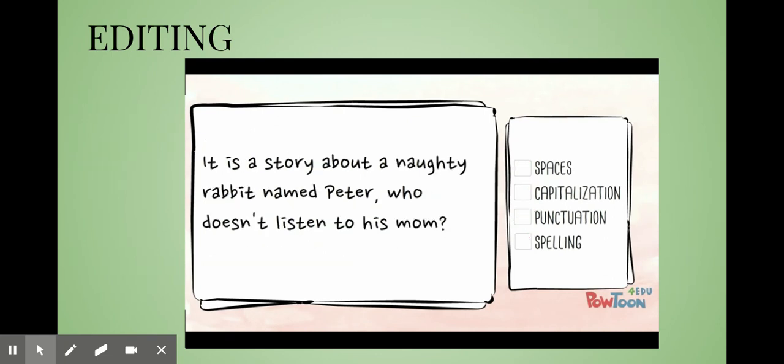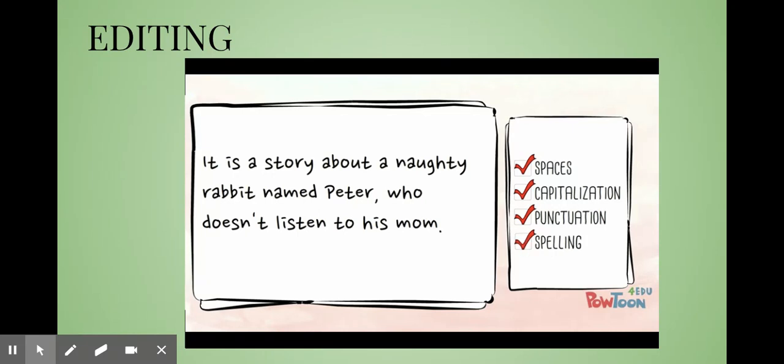It is a story about a naughty rabbit named Peter who doesn't listen to his mom. Let's see, I have spaces between my words. I used capital letters at the beginning of each sentence and at the beginning of Peter's name. Punctuation. Wait, this sentence isn't a question. I meant to use a period. There we go. And I used my best spelling.